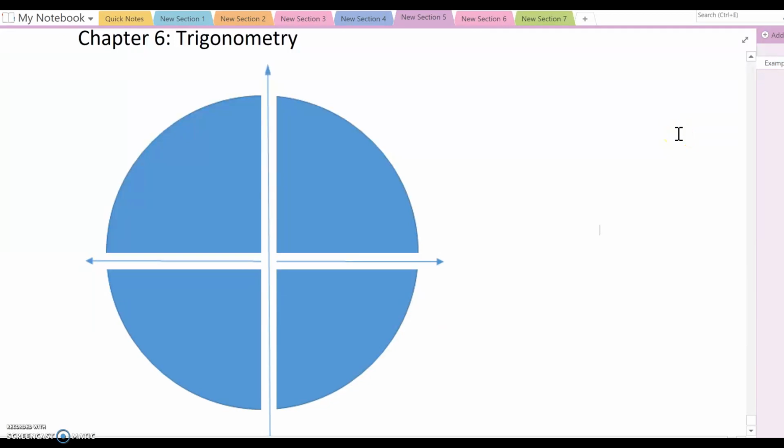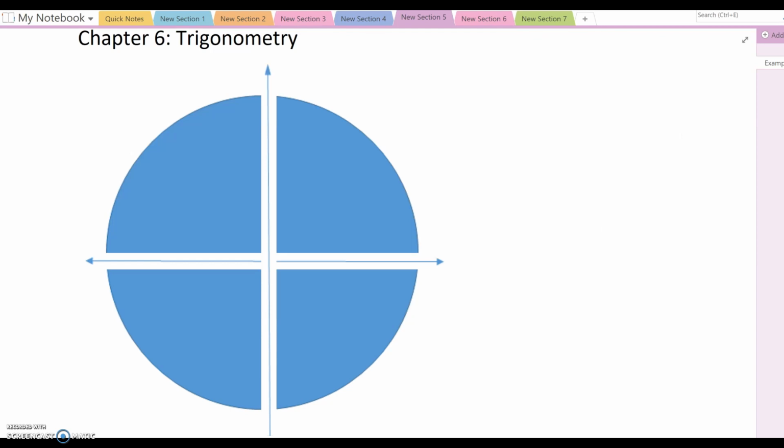Chapter 6, Trigonometry. Trigonometry you usually know as sine, cosine, tangent, all those trigonometry functions, expressions, right? Okay. But before we talk about trigonometry, we need to know a little bit of background of the trigonometry functions.